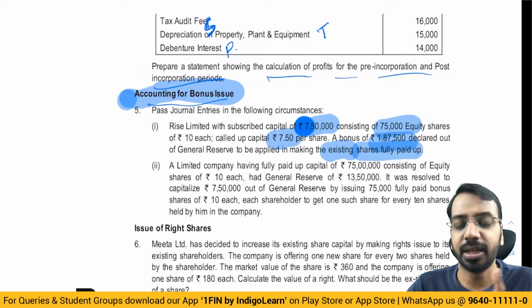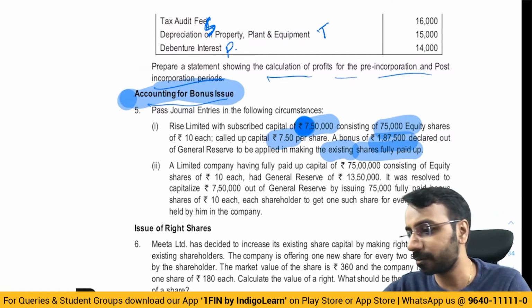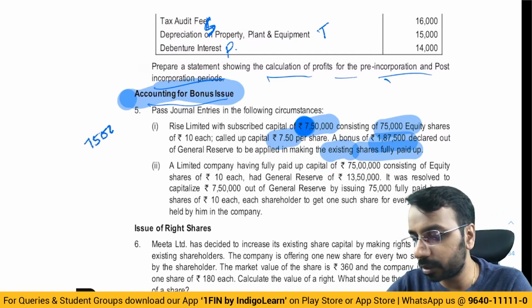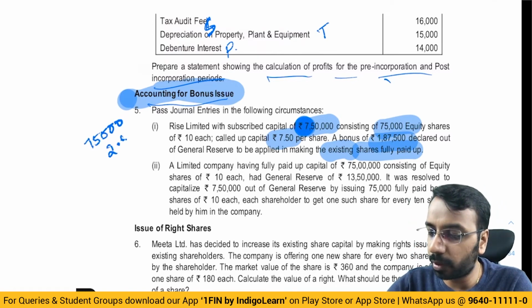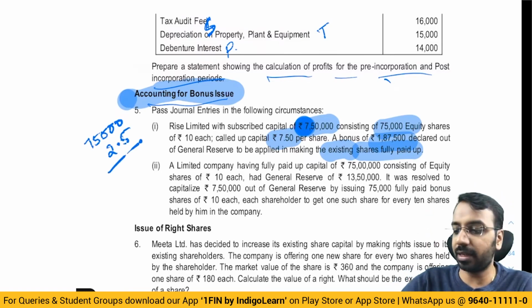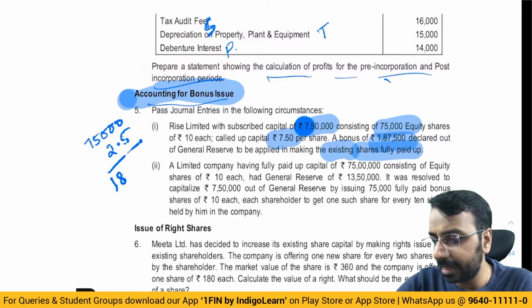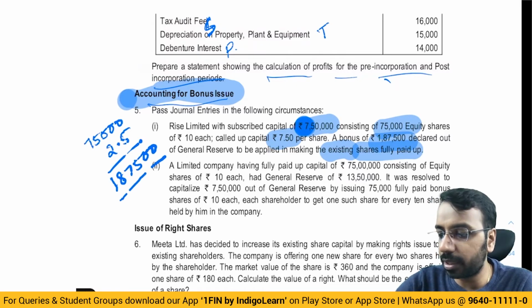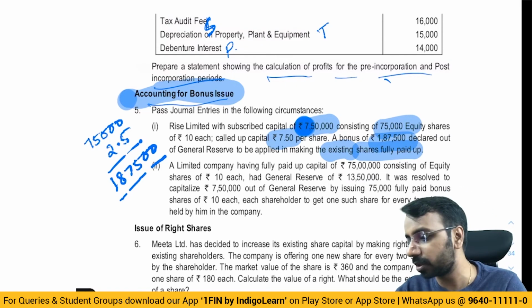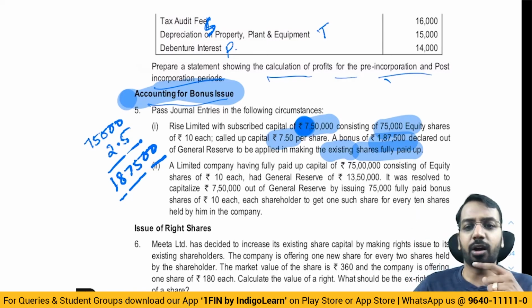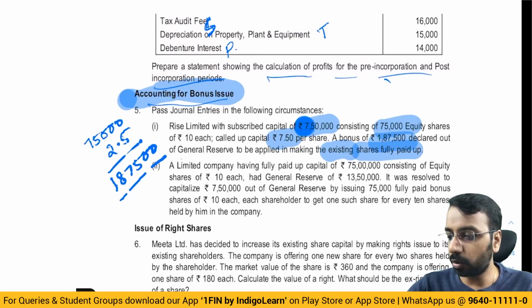How many shares are there? There are 75,000 shares. How much amount is needed? 2.5. 2.5 into 75,000. 75,000 into 2 is 150 plus 37,500. 1,87,500 is the amount we get to make it fully paid up. That is the bonus which has been declared. Now, bonus is declared out of what? Out of the general reserve.